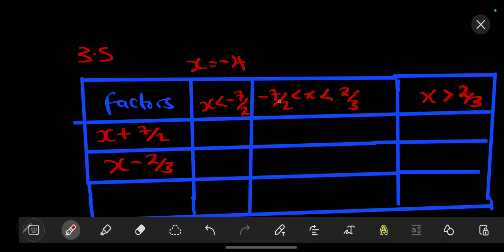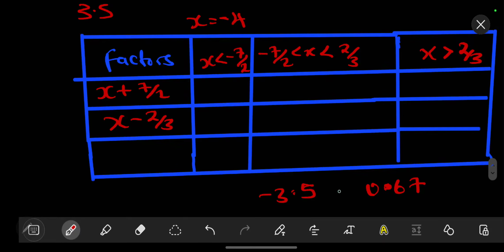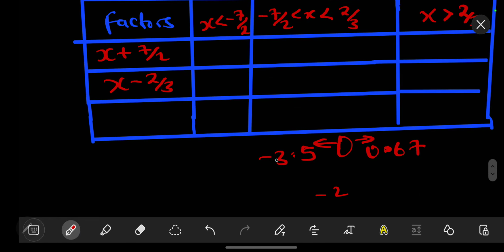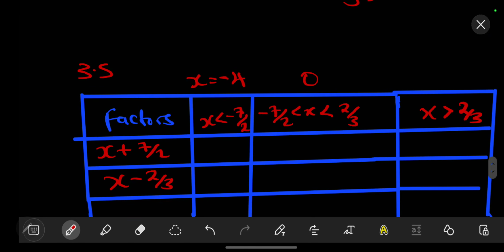If it is an interval, negative 7 over 2 is less than x is less than 2 over 3. We know that negative 7 over 2 is negative 3.5, and our 2 over 3 is 0.67. So we ask ourselves, what is the number that is in between these? Even 0 can qualify to be between these two numbers. It could be 0 or 0 point something. If you want, you can use a negative 2, because negative 2 is greater than negative 3.5. But for the sake of simplicity, we are going to use a 0 there.